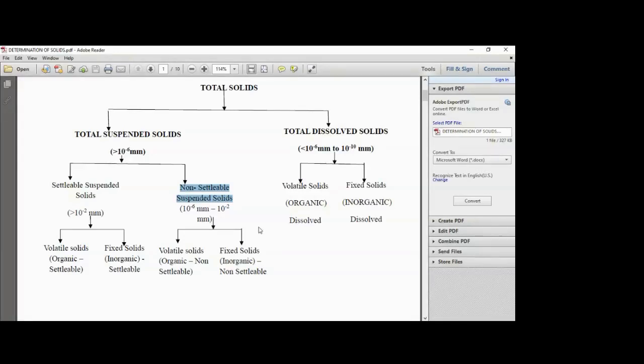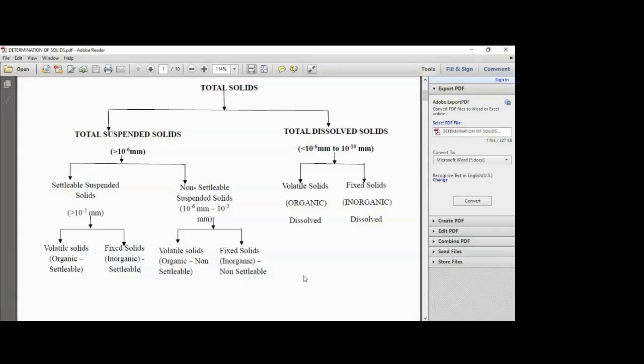All these different types of solids will be getting removed from one or the other unit, so you should be able to identify. For example, in the grit chamber, what is happening? The grit is getting settled. The grit is inorganic in nature. So what is that particular grit? It is the fixed settlable solid. So the fixed settlable solid is getting removed in the grit chamber.